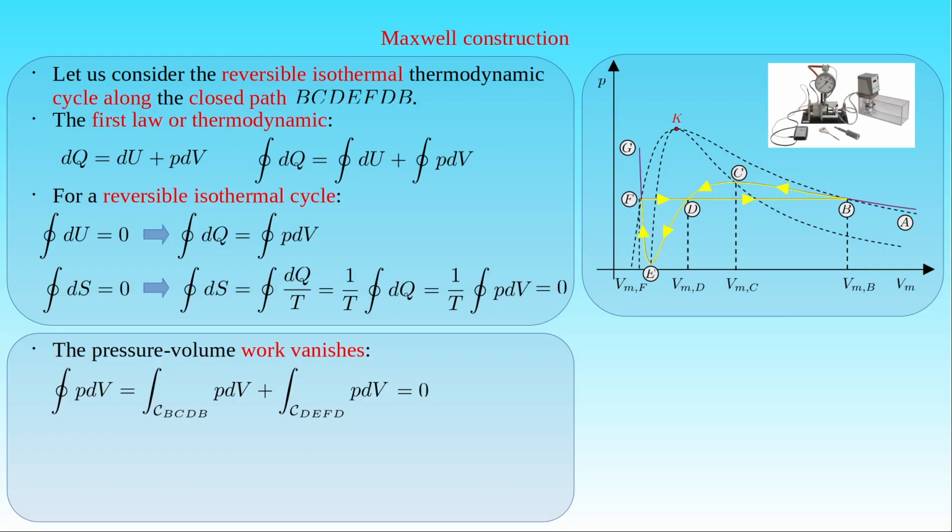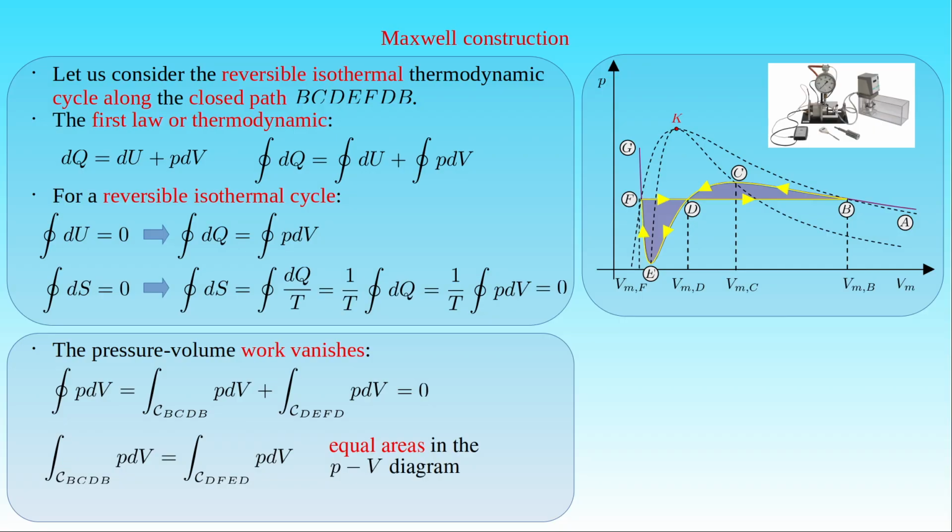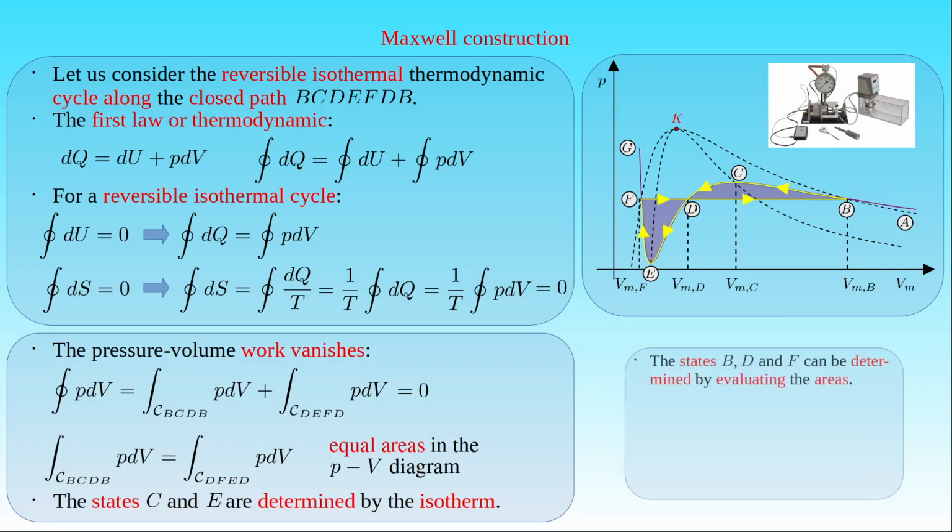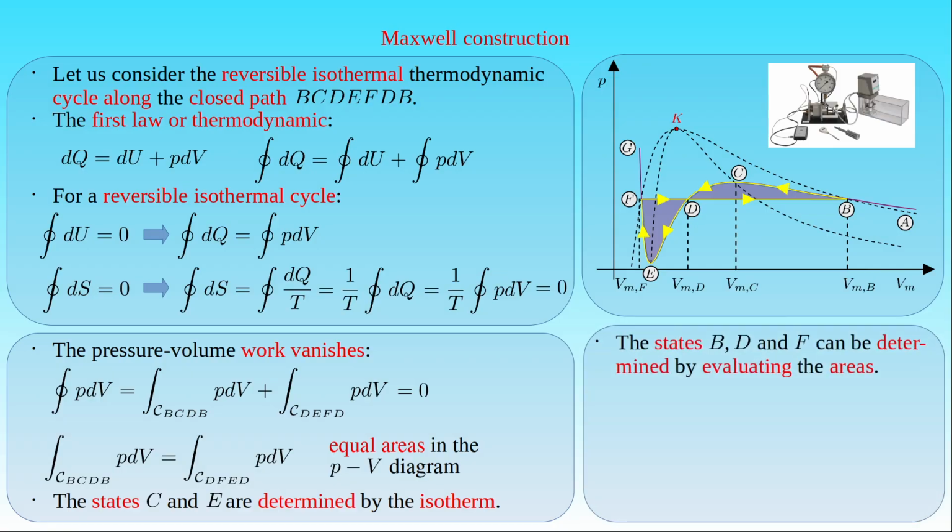By changing the direction of the integration in the second term, we can write that the integral of the pressure with respect to the volume along the closed curve B, C, D, B is equal to the integral of the pressure with respect to the volume along the closed curve D, F, E, D. Because these integrals in the pressure versus volume diagram of the medium are given by the areas of the closed paths along which the integrals are computed, we conclude that the areas enclosed by these two curves must be equal. Here the states C and E are determined by the isotherm for a given temperature, and the task is to find the states B and F, which also determine the state D, by evaluating the equal areas of the two closed paths of the thermodynamic cycle.